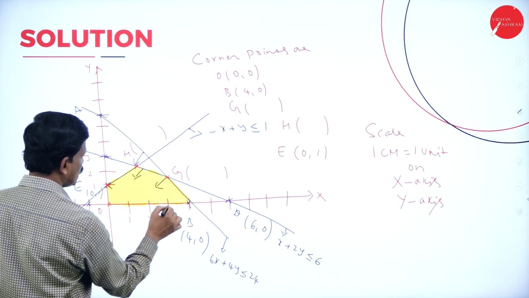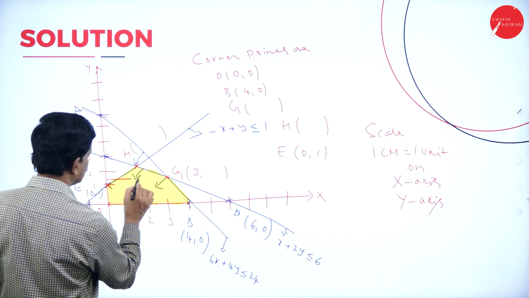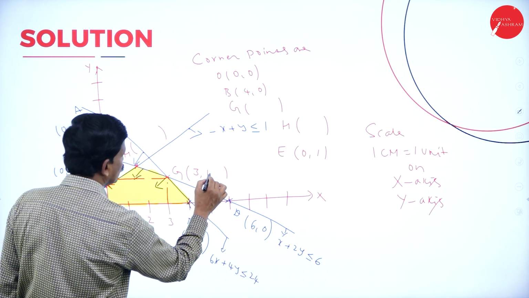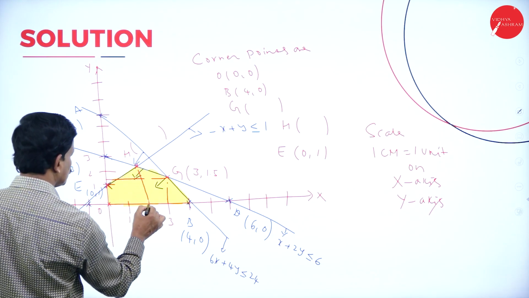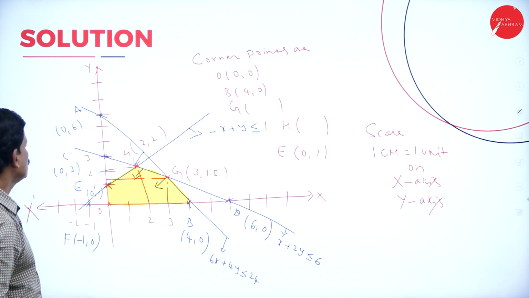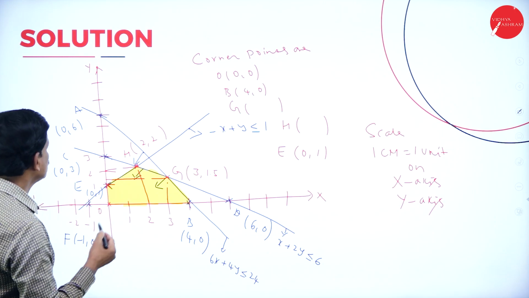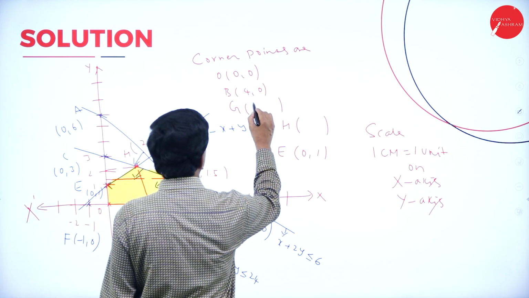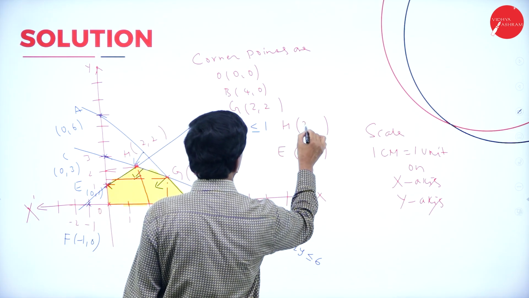See, this will cut the x-axis at 3 and the y-axis at 1.5. Similarly, if you come to this point, this will cut the x-axis at 2 and y-axis at 2. And what is this point? This is C. C is nothing but already given. So G is 3, 1.5 and H is 2, 2.